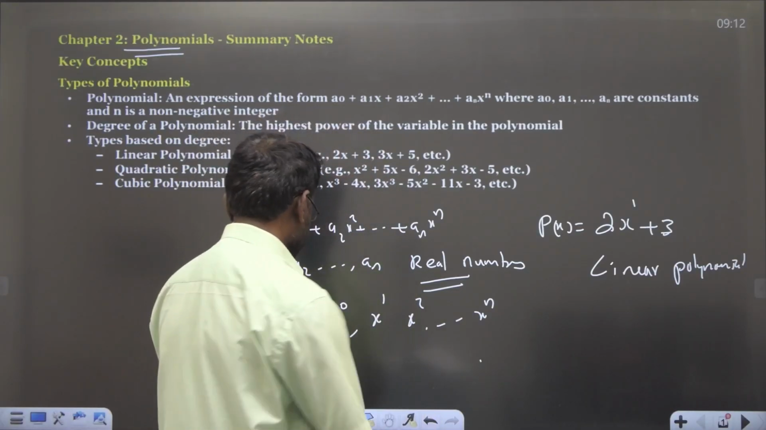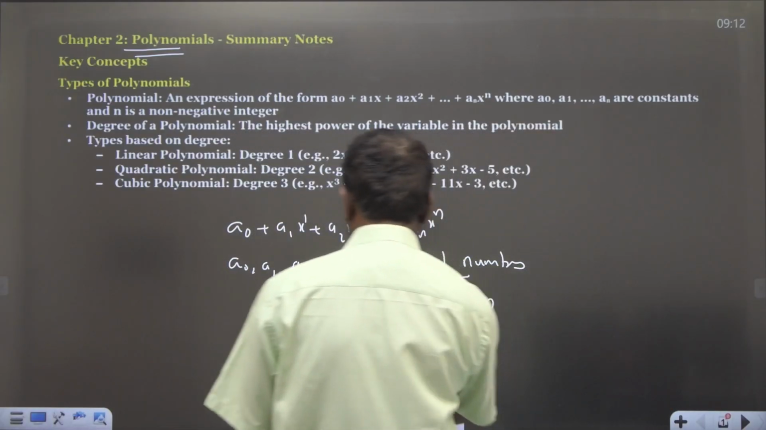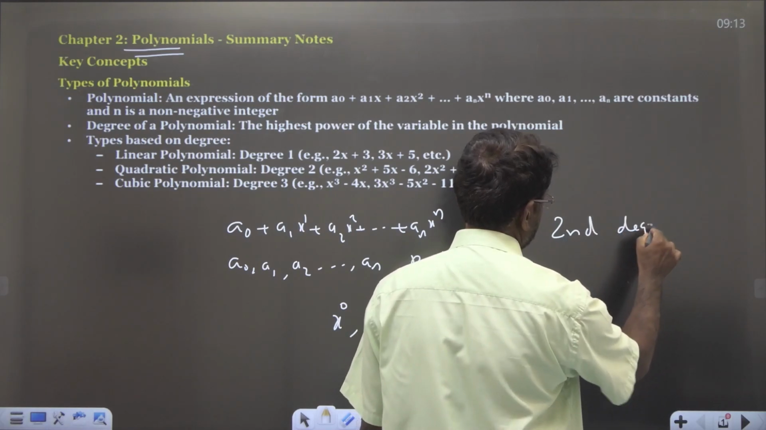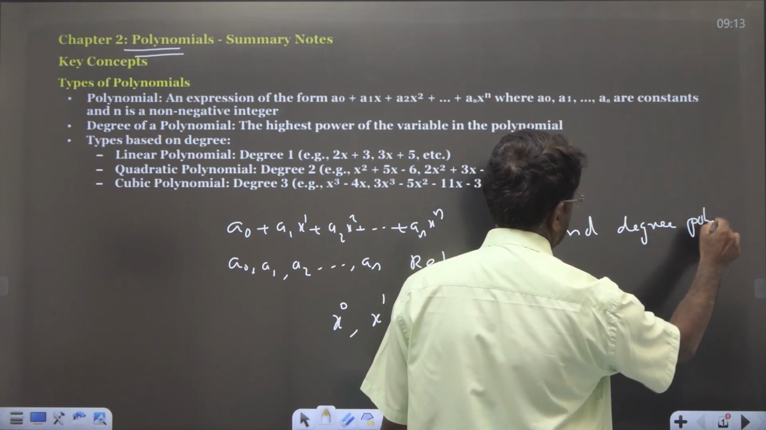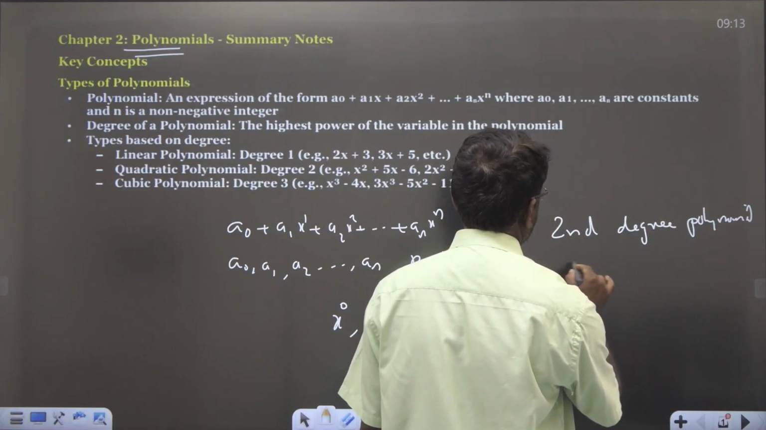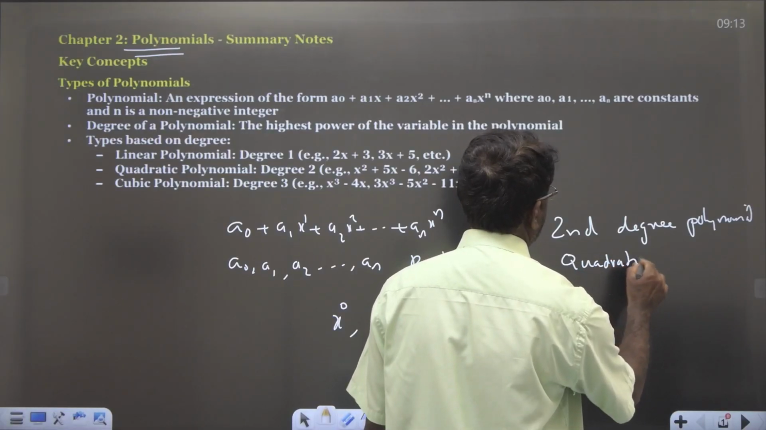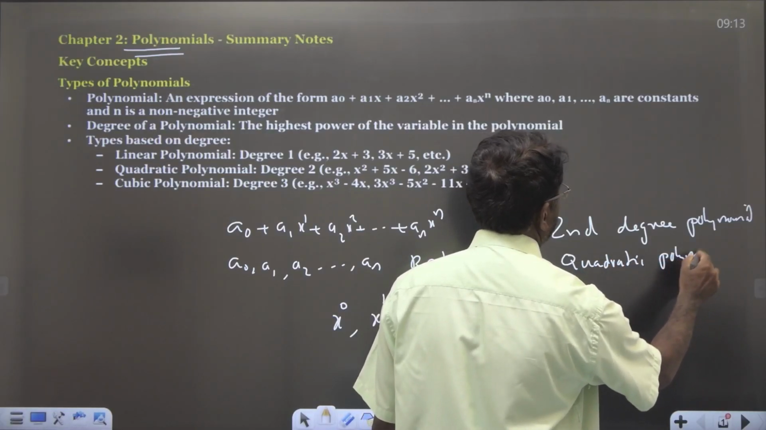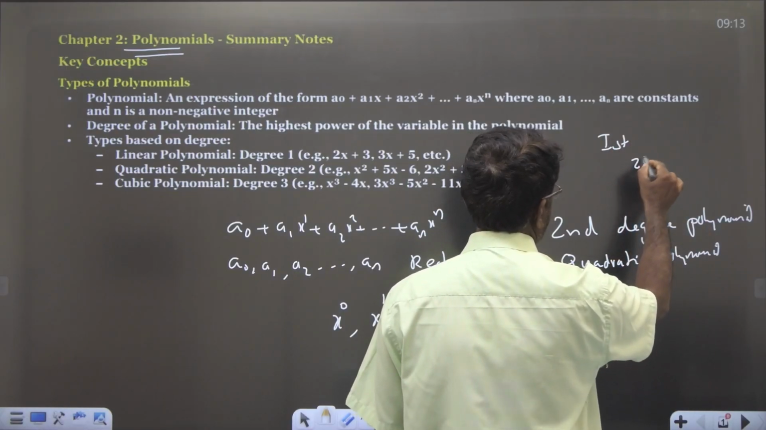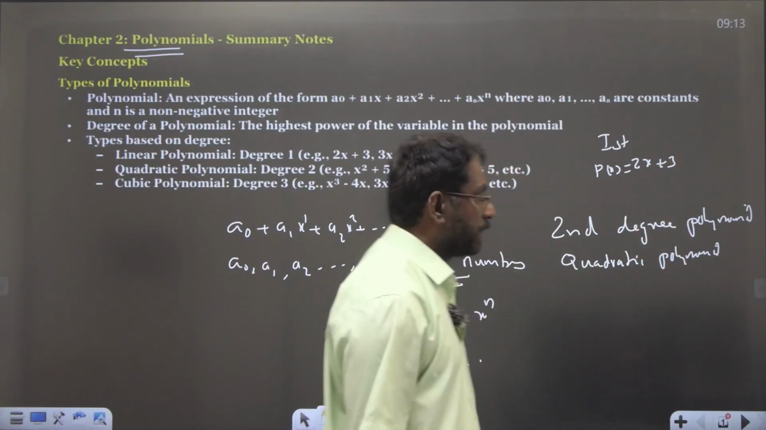Then another, second degree polynomial or quadratic polynomial. First, what was first degree polynomial? First degree polynomial is 2x plus 3. This is the example for a first degree polynomial.